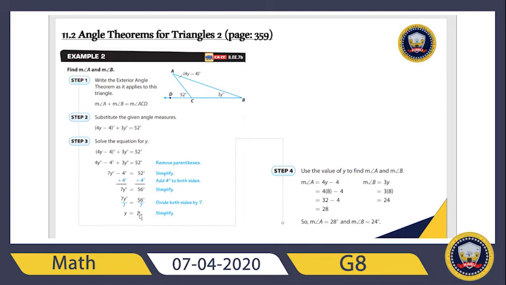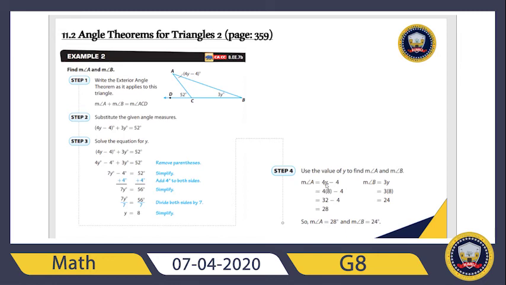Okay, am I done? No, not yet. Why? Because the question asks for what? For the measure of A and B. Here I just found y, so I'm in the middle of the way. Now, how can I find A and B? Very easy. I'm going to take the value of y and plug it into the measure of A and B.